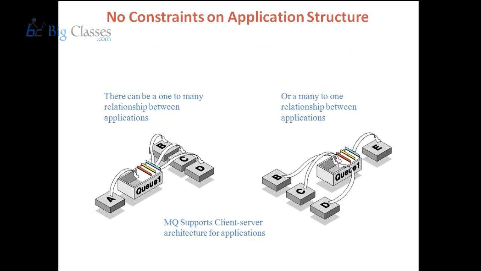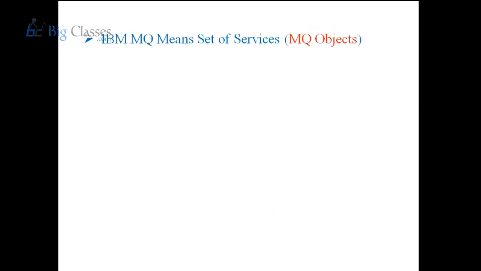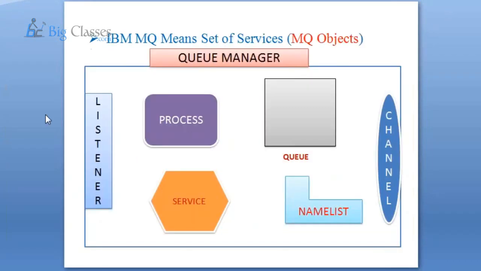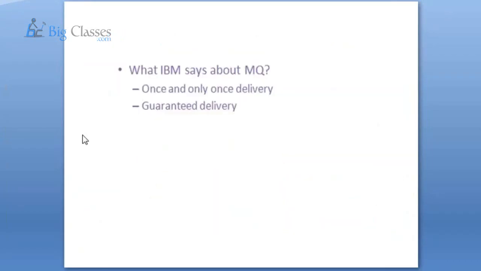Okay. No constraints on application structure. Any kind of communication is possible between the applications: one to one, one to many, many to one, many to many. No constraints on application structure. Okay. See, what IBM says about MQ: once and only once delivery and guaranteed delivery.